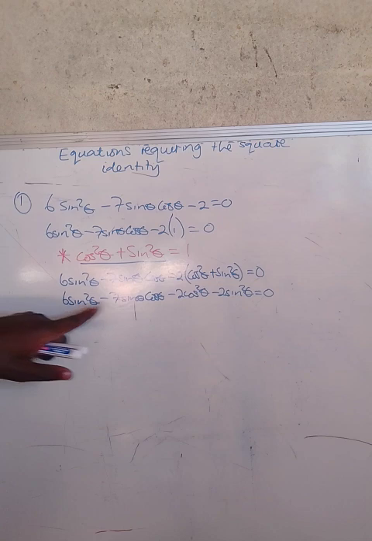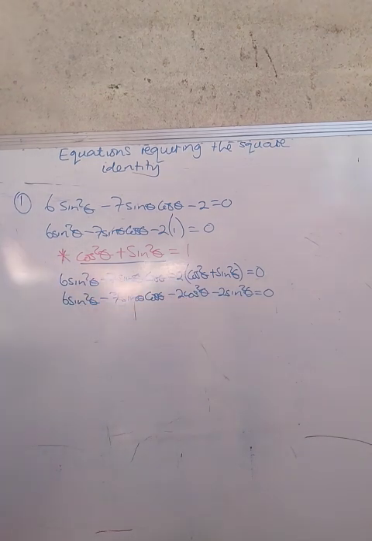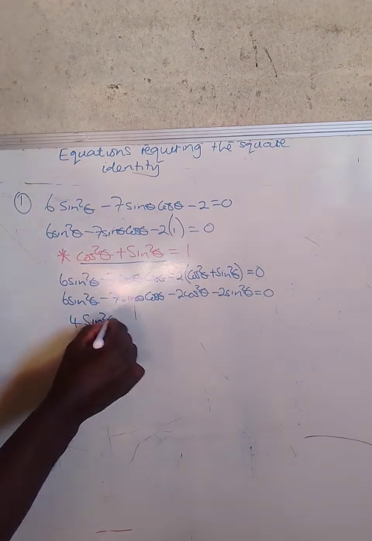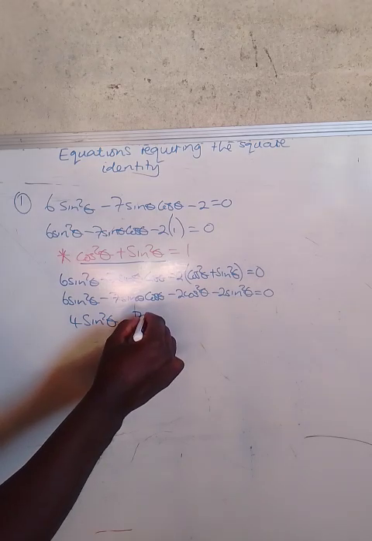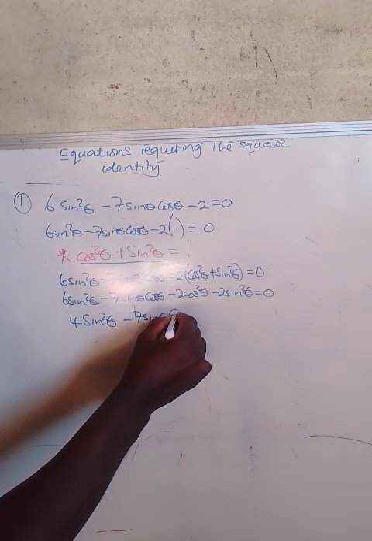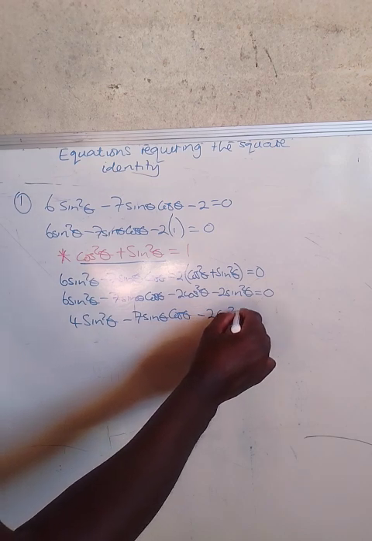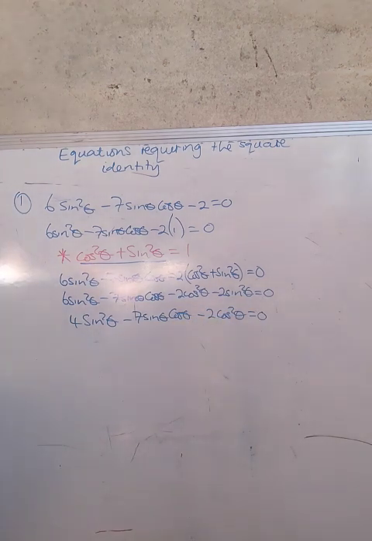So 6 sine squared, 2 sine squared, you can see they are like terms. 6 minus 2, what are we going to get? We are going to get 4 sine squared theta minus 7 sine theta cos theta minus 2 cos squared theta is equal to 0. As you can see, this equation now can be easily factorized. Just think of this.